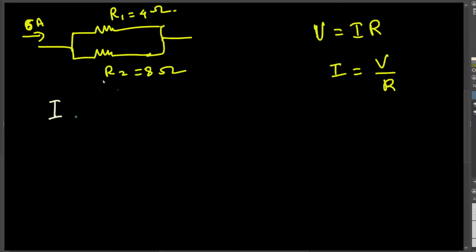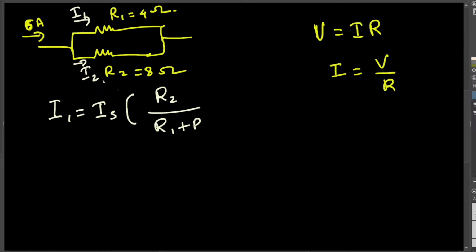The current division formula says that whatever current you are trying to find, for example, let's call this one I1 and this one I2, is going to be equal to the current source multiplied by the other resistance. If you are trying to calculate the current passing through the R1 resistance, you put the other resistance on top and then divide by the total resistance, that is R1 plus R2.